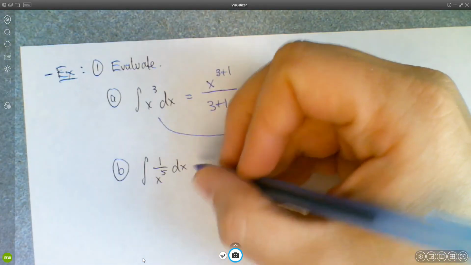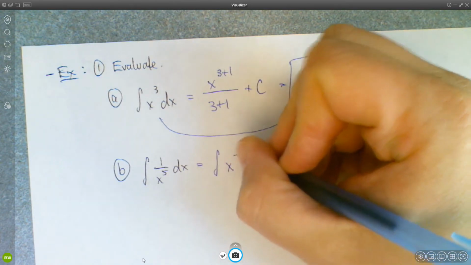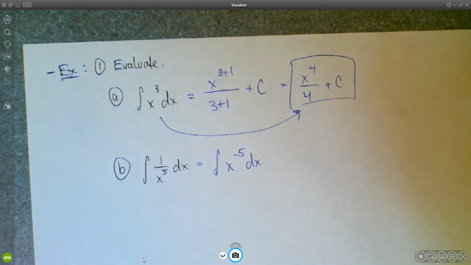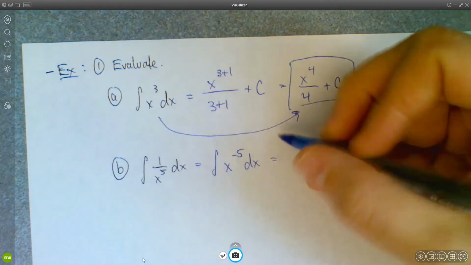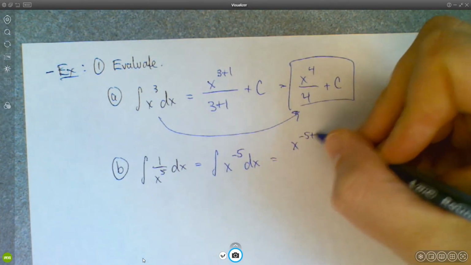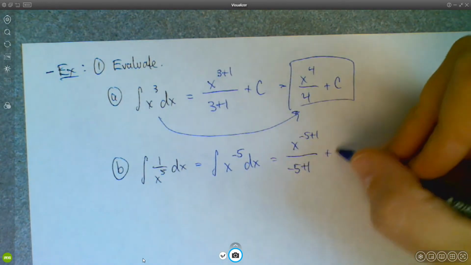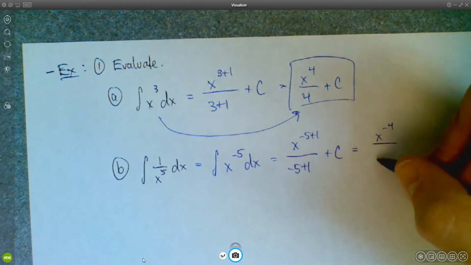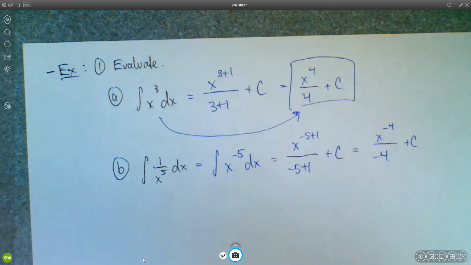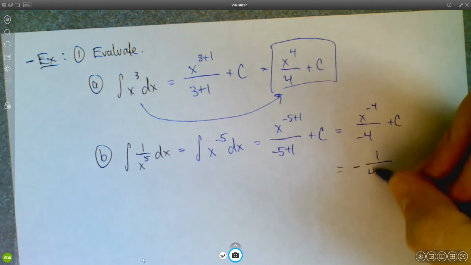Okay, so here's my solution. Notice that 1 over x to the 5th is just the same as x to the negative 5. And then I can use the same trick as before, right? Add 1 to the exponent and then divide by that new exponent. Right, so that's just x to the negative 4 over negative 4. Or if you like, you can call that negative 1 over 4x to the 4th.